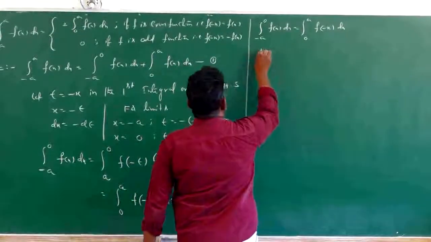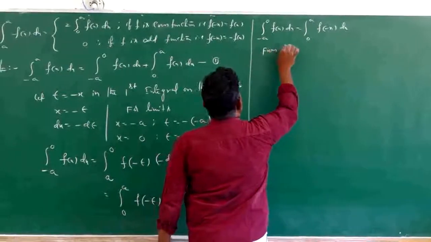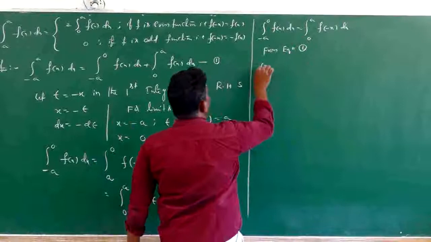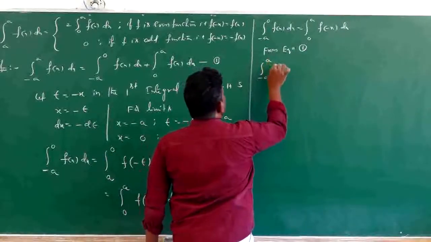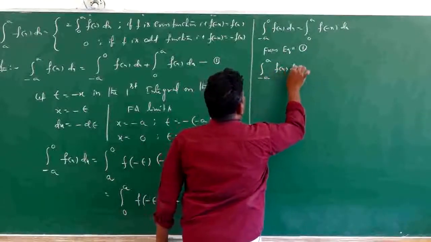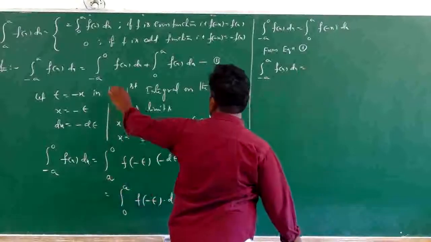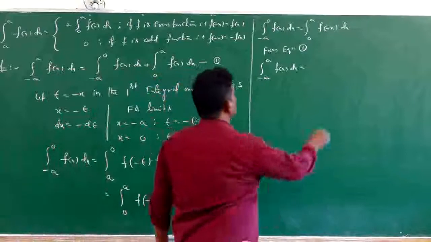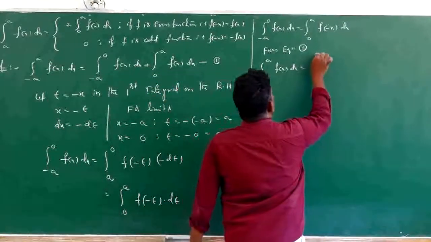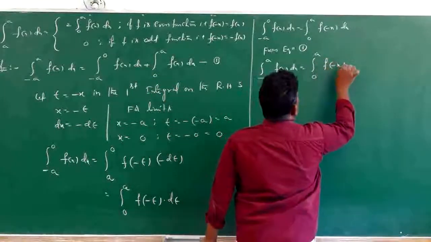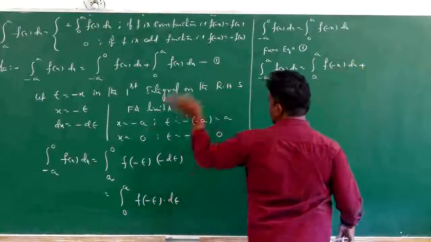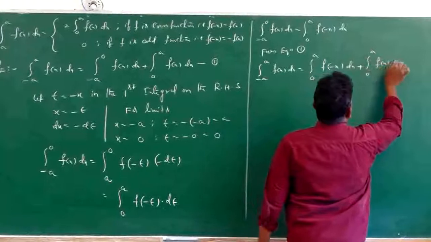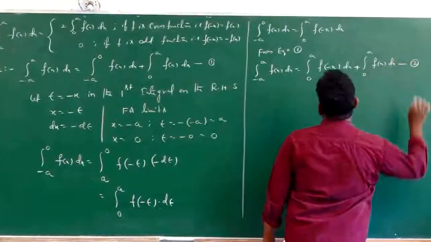From equation 1, integral minus a to a of f of x dx is equal to, instead of the first integral minus a to 0 of f of x dx, integral 0 to a of f of minus x dx, plus the second part, integral 0 to a of f of x dx. Now this is equation 2.